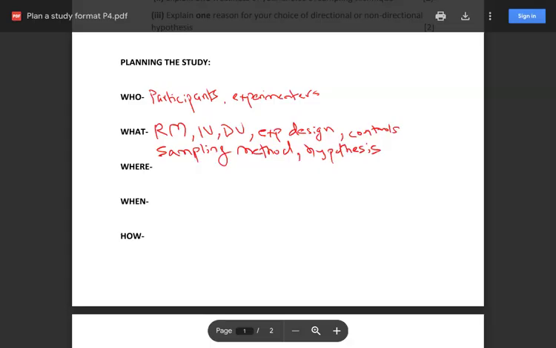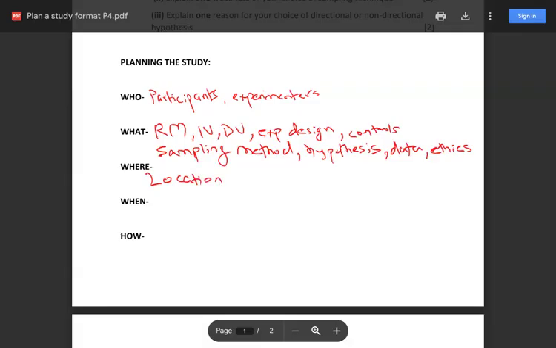Data is important, okay? Quantitative, qualitative data, or both, and any ethical concerns that you might be considering in your answer. So all of this comes under the what aspect, okay? The where is the location of the study. And it says it's an experiment.